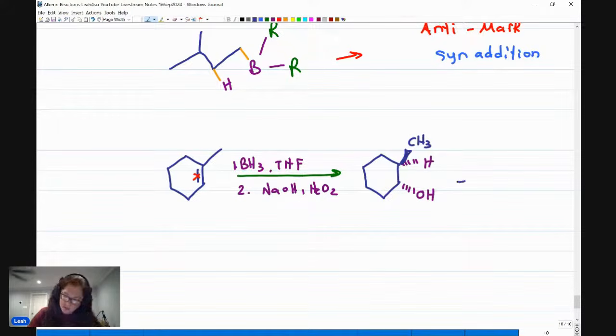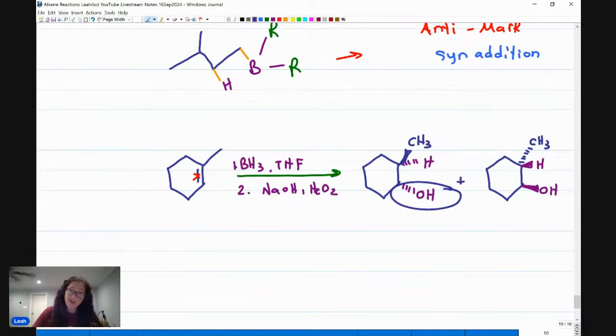That is one option. Or I could have done it the exact opposite way, where the alcohol came up on a wedge. That means the hydrogen also came up on a wedge, and the methyl group had to go down on dashes. Less substituted carbon, anti-Markovnikov. Same face of the ring, both going down or both going up, and that's what makes it a syn addition.